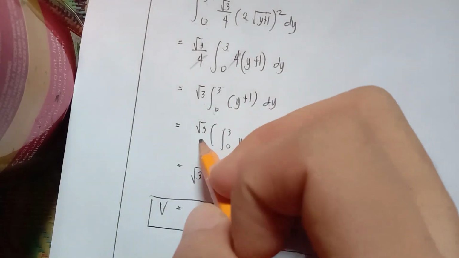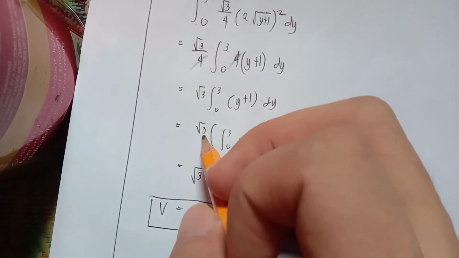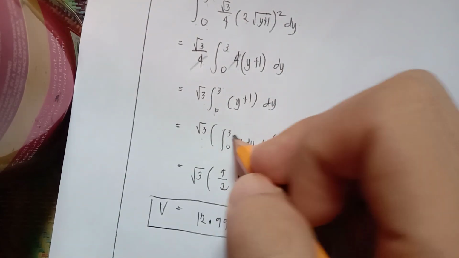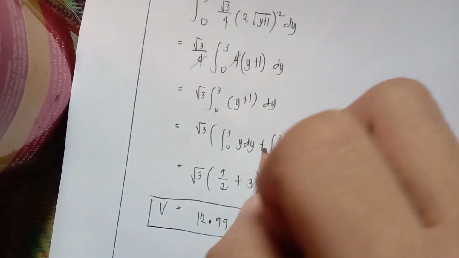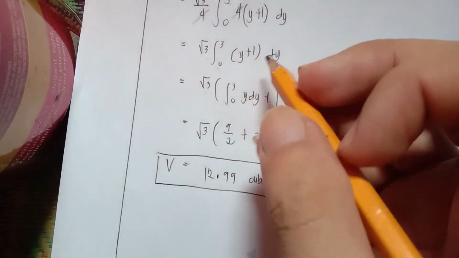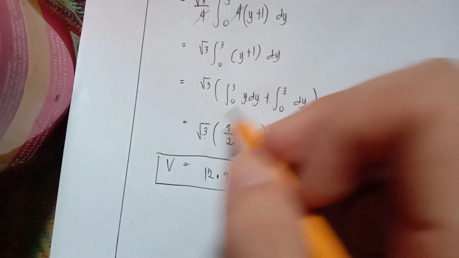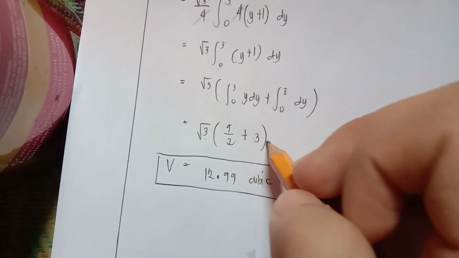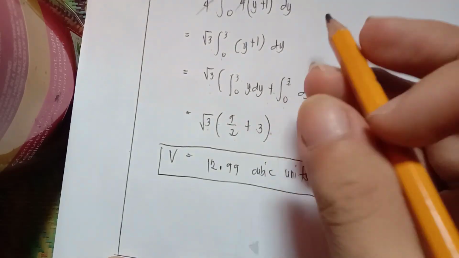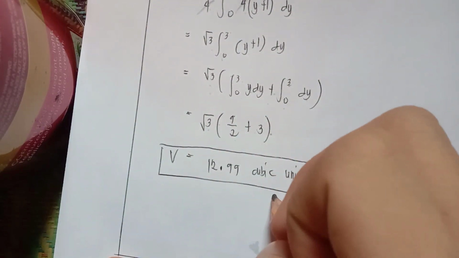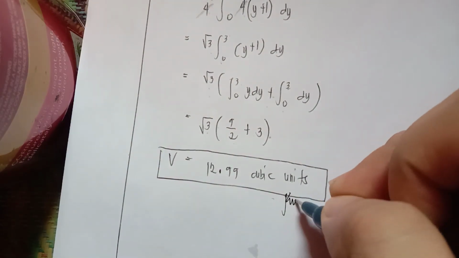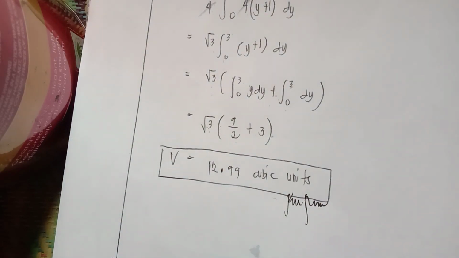Evaluate natin ulit, magiging square root of 3 times the integral from 0 to 3 of y dy plus the integral of dy from 0 to 3. Then pag in-evaluate natin, magiging square root of 3 times the quantity 9 over 2 plus 3. Then simplify, input sa calculator, magiging volume natin ay 12.99 cubic units.